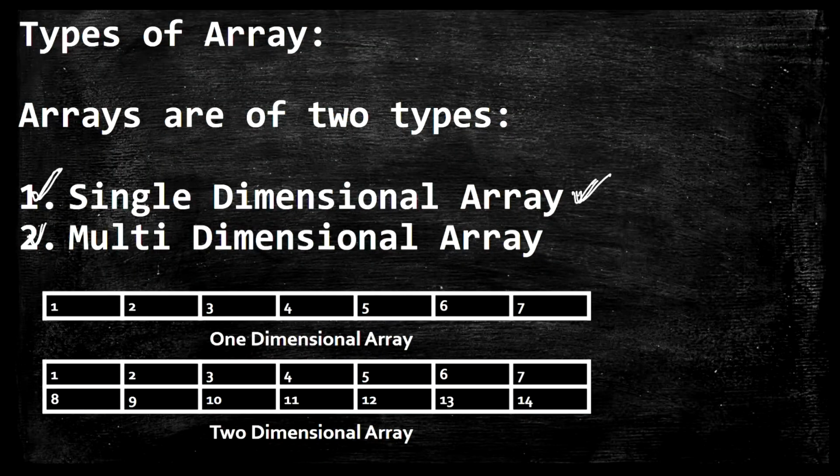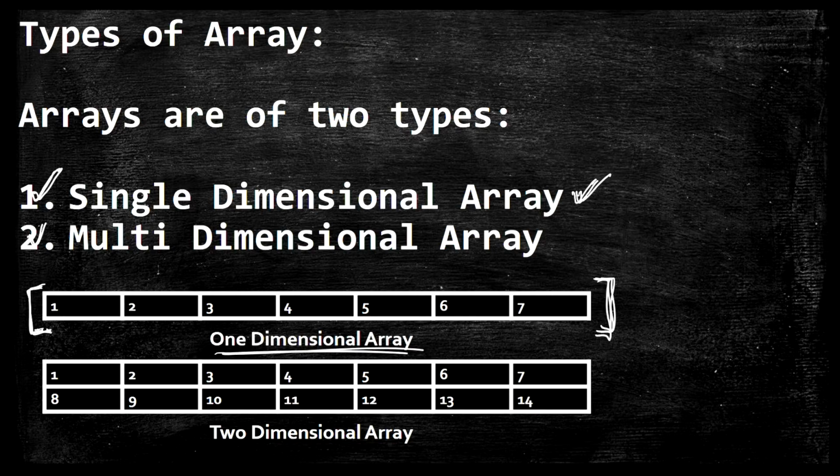Okay, so what is a single dimensional or one dimensional array? The array that has only one dimension, that is this one. See, here we have only one column, no rows, right? That is a one dimensional array. This is the one dimensional array.